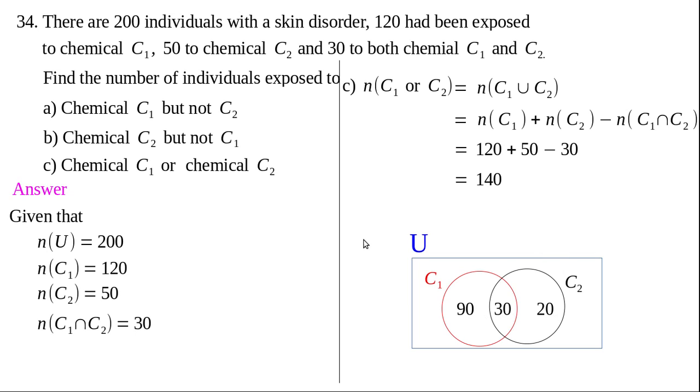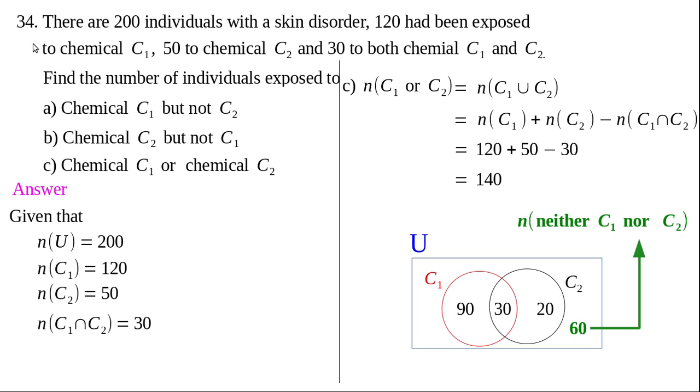Then the total number of individuals is 200. When we add these three numbers, we get 140. Then there are the remaining 60 individuals. These 60 individuals are here. They had skin disorder, but it is not due to C1 or C2. That is the number of neither C1 nor C2. This Venn diagram helps you to write the answer very easily.